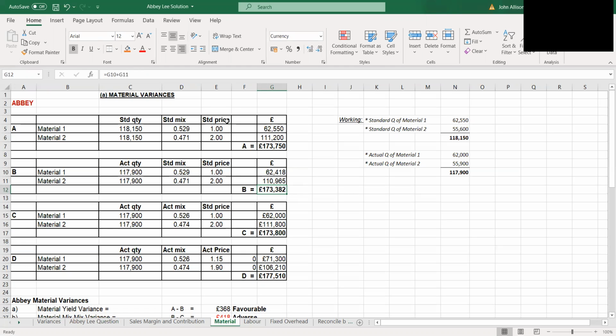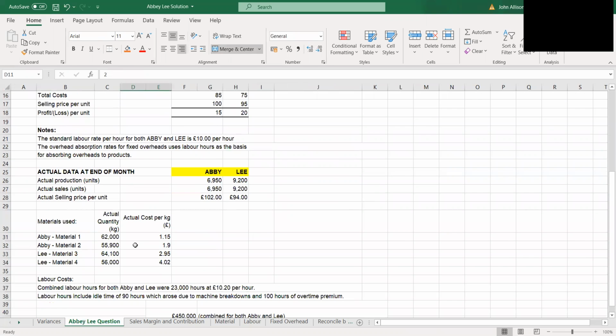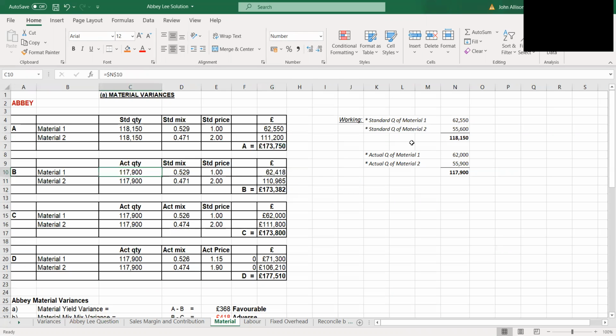So I'll just go through how to get the different quantities here. To get the actual quantity, if we go to the question, it'll be just given to us. It'll be 62,000 was used for material 1 for Abbey, and 55,900 was used for material 2. We add these together and we see a total of 117,900 kilograms worth of material was used. So we plug these numbers in here.